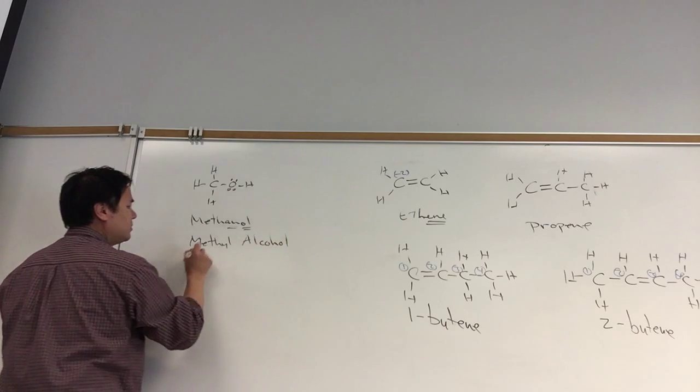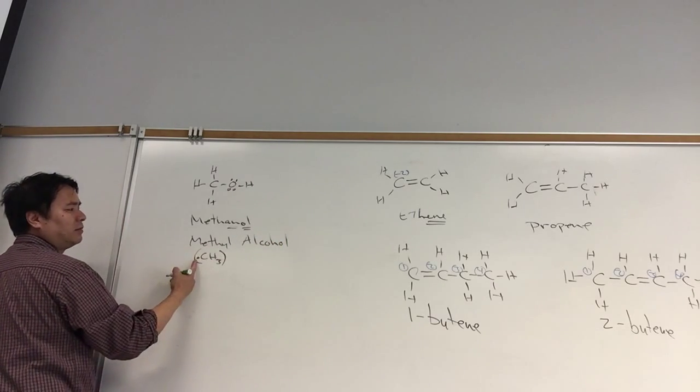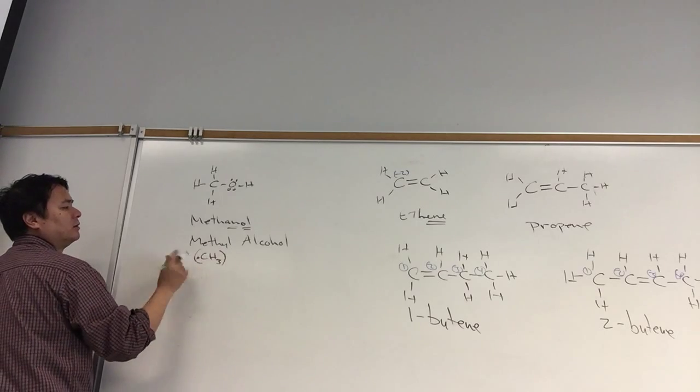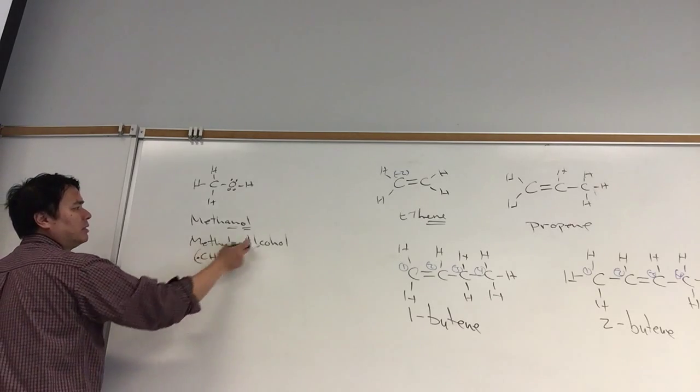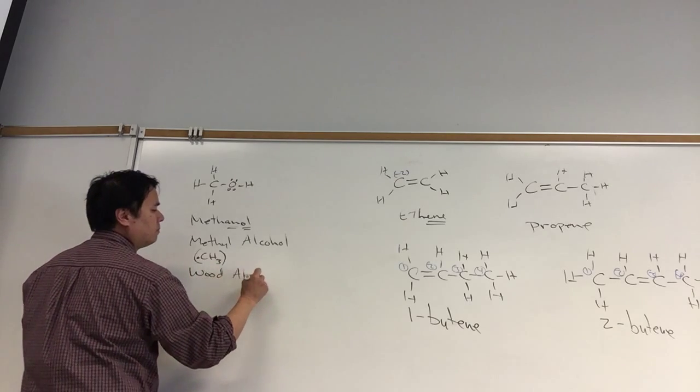Methyl in organic chemistry is given to a CH3 group. The CH3 is not complete. There's a dangling bond here. And so this is a methyl. You attach it to something. It's a methyl alcohol. This is also called wood alcohol.